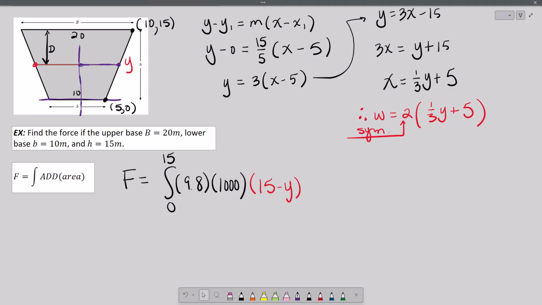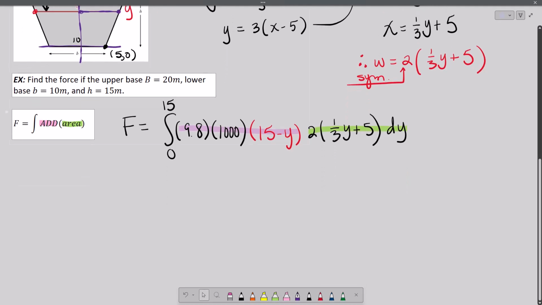Now we have to do the area. And again, area is not the area of the whole dam. It's the area of just the red strip, which is the width of the red strip multiplied by dy. So this is area right here. And then this part is pressure, which is ADD. Pressure is ADD: acceleration, density, depth. So there's our setup.